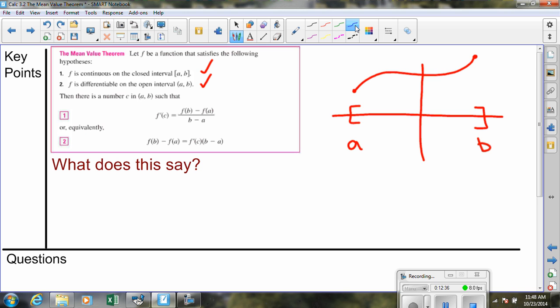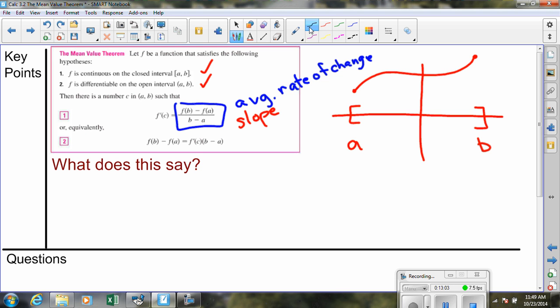I invite you guys to tell me that should look familiar. What is that? f of b minus f of a over b minus a. If we took the limit, we get the derivative. But in general, without having the limit, this is the average rate of change. Average rate of change, remember, is the slope. This piece over here is the slope of the line between a and b.